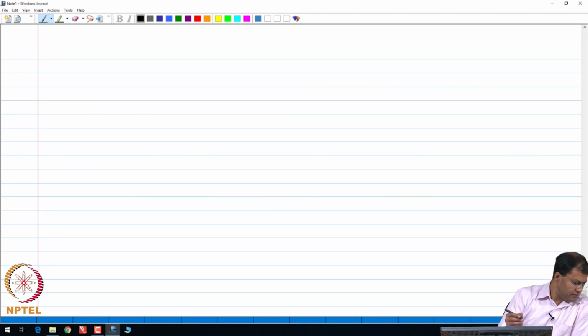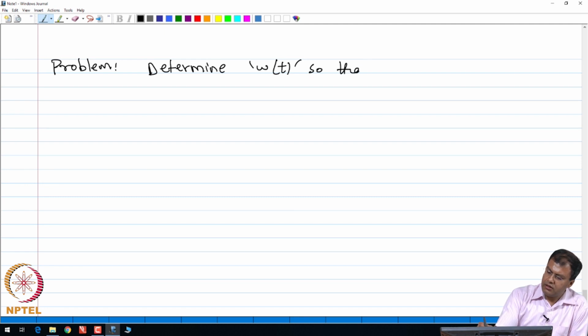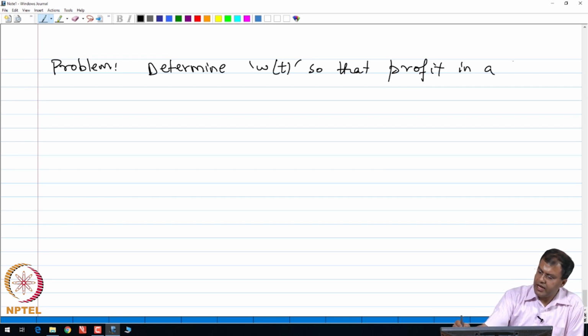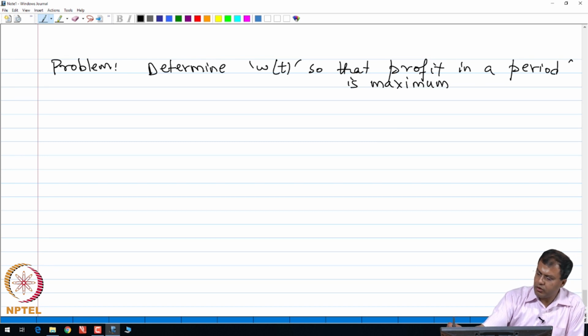The problem is we need to determine the harvesting rate, we need to determine w of t, so that the profit in a given period is maximum. Typically the fishermen want to take out fish in a particular season of the year. So, let us say this period is a particular season of the year where the fisherman wants to maximize the profit. Let us denote this period by t.